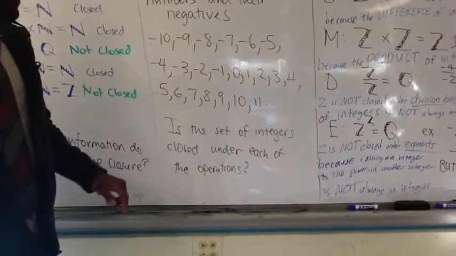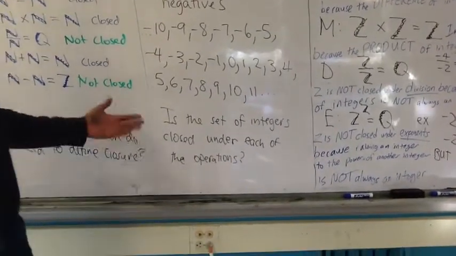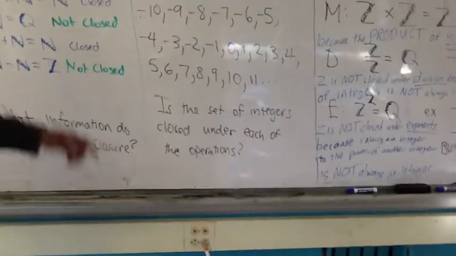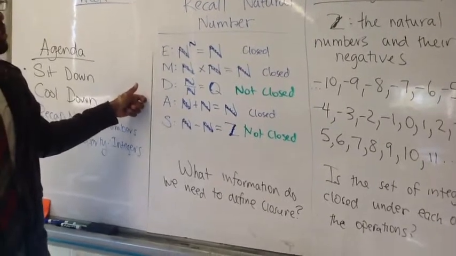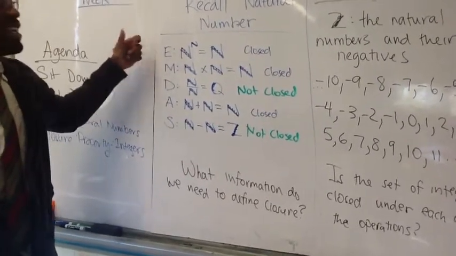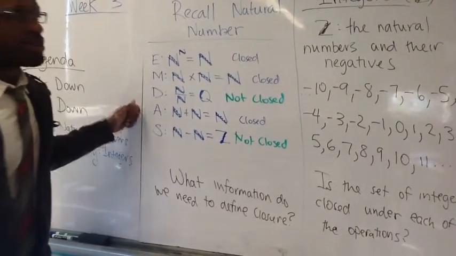The question that we ask before we begin is, is the set of integers closed under each operation? If we look back to the set of natural numbers, we saw that natural numbers were closed under exponents, multiplication, and addition, and we want to see if the integers are closed under the same operations or more.